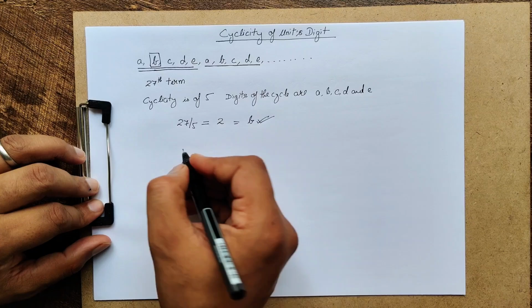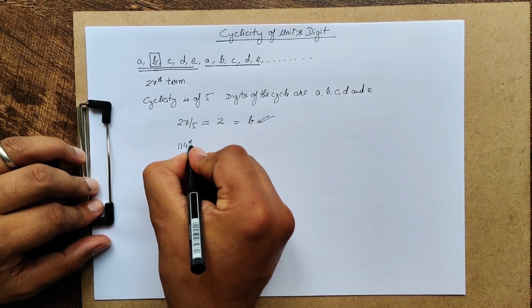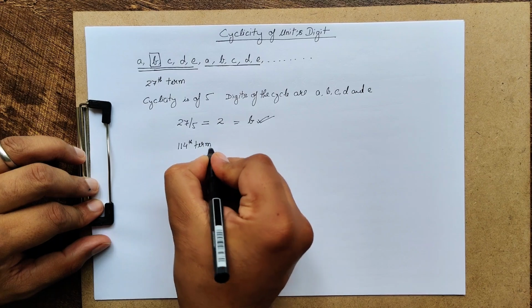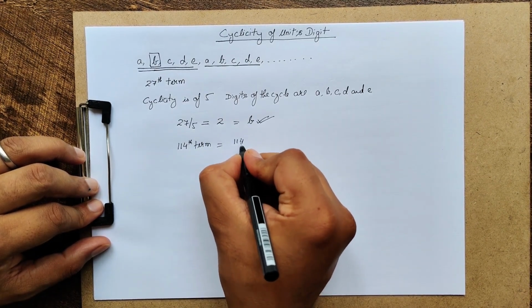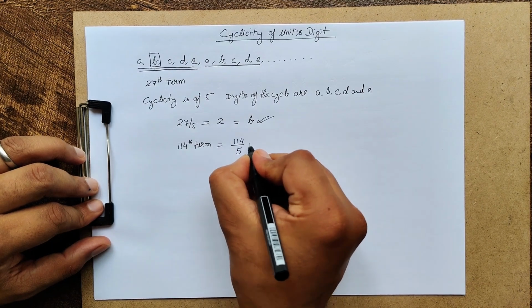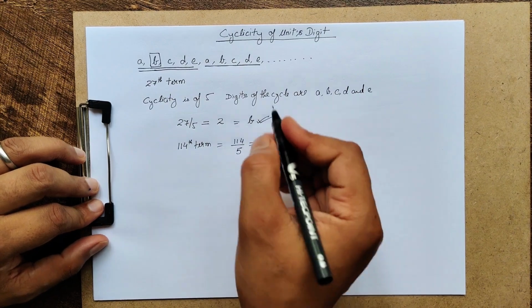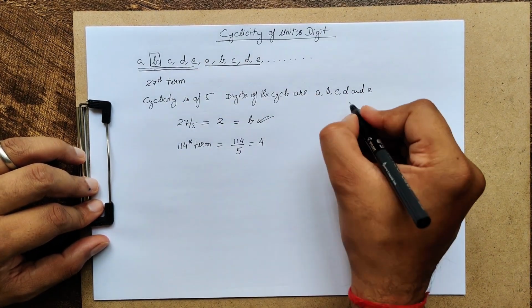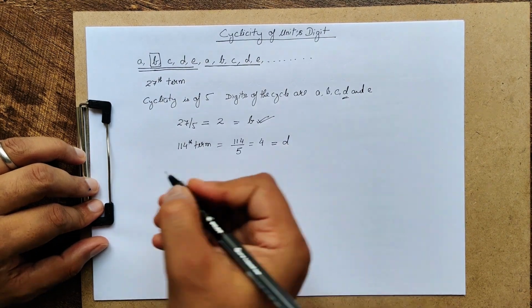Now let's say that we have to find the 114th term. Again, we know that this is having a cyclicity of 5. So the remainder we get is 4. Now this time the fourth term will be the answer. So the fourth term is D. So D is the answer.